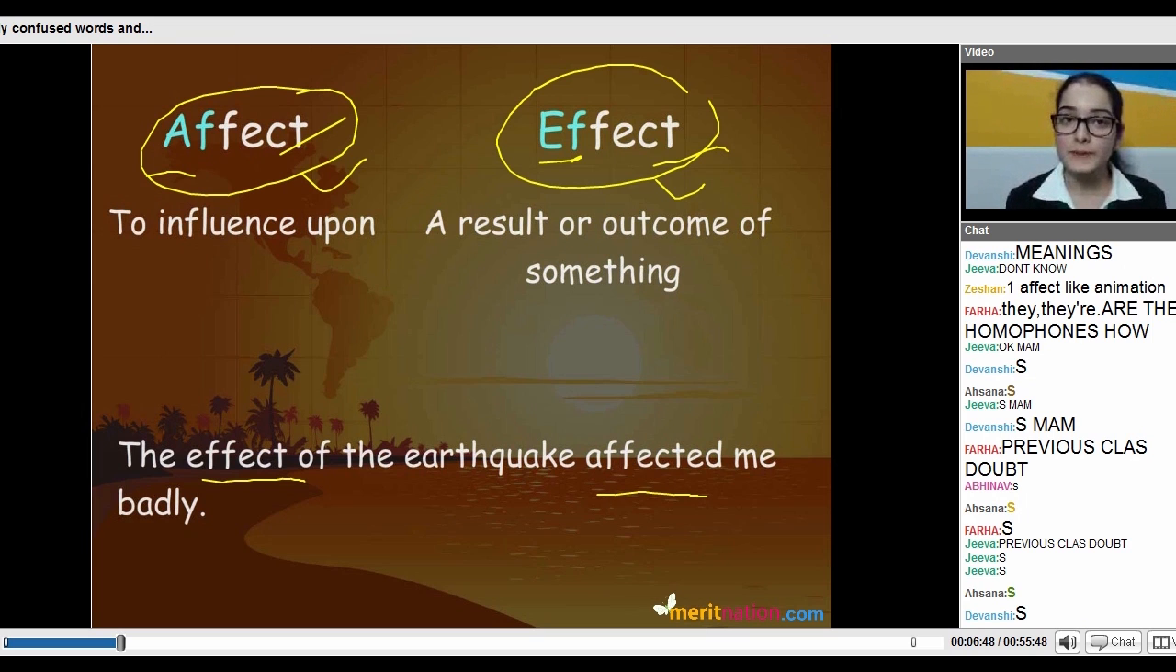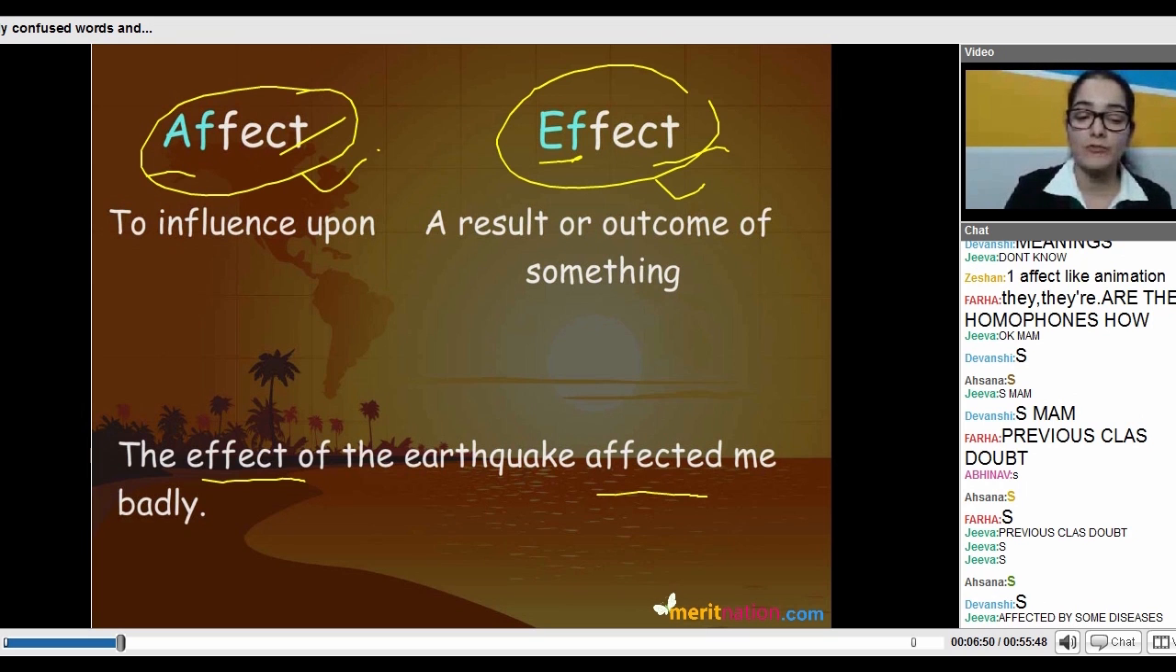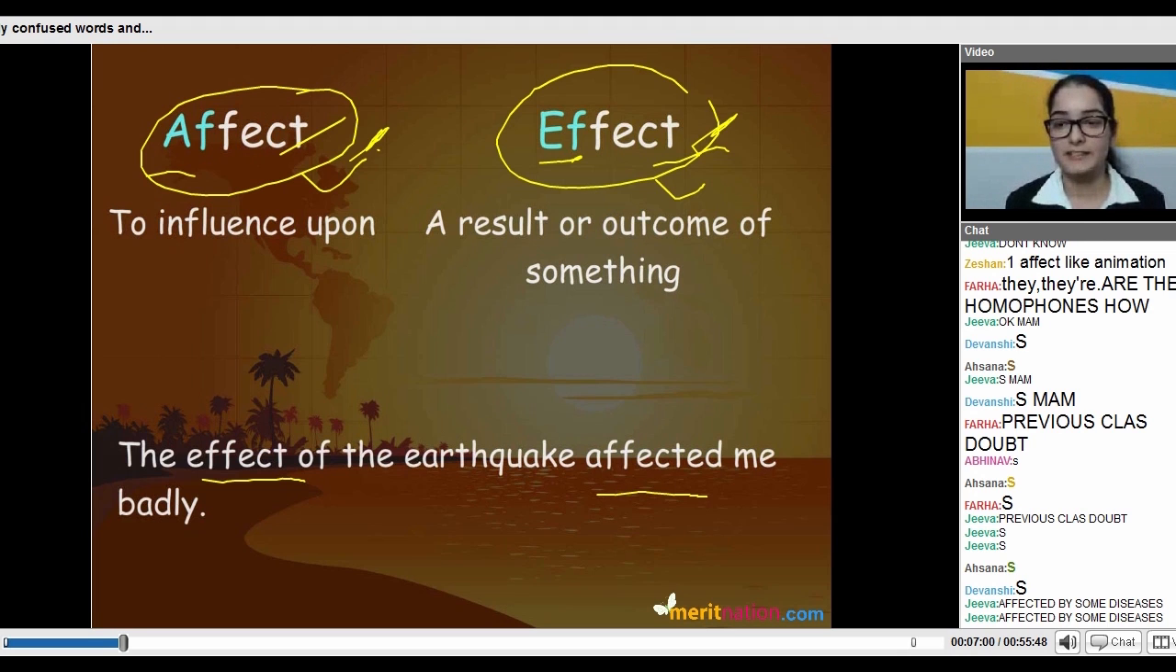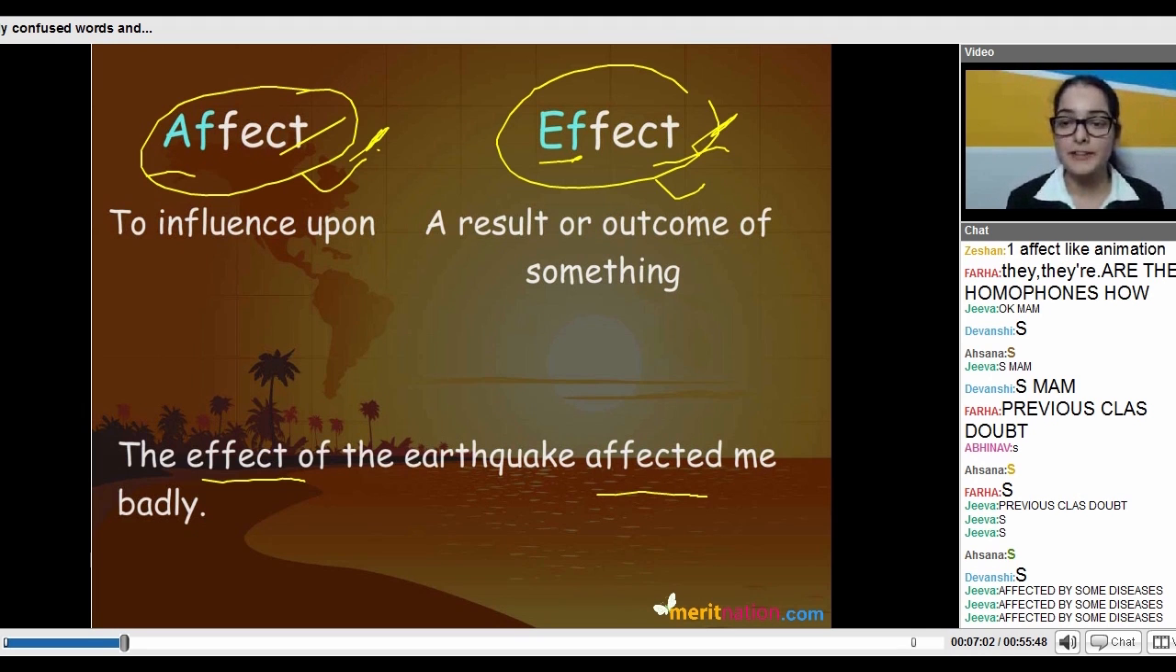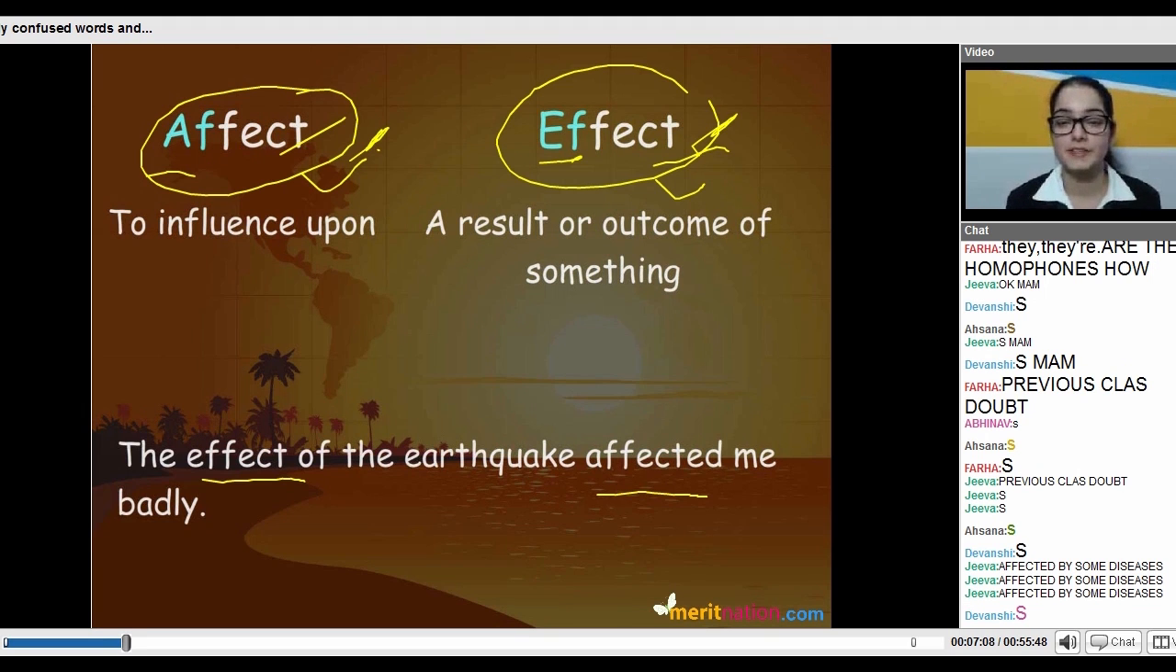And to be more specific, if we see, affect is a noun whereas effect is a verb. I'm sorry, I did it the other way around. Affect is a verb and effect is a noun. Alright? Did I make the difference clear? This is very important and we actually tend to make mistakes in this. So, you have to be very careful. Right?